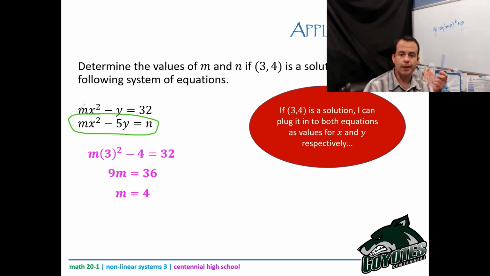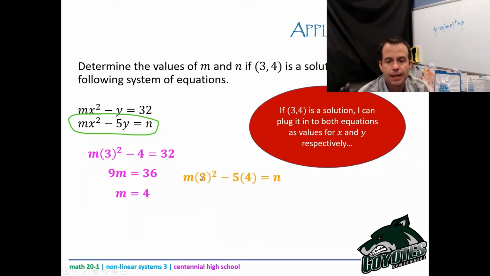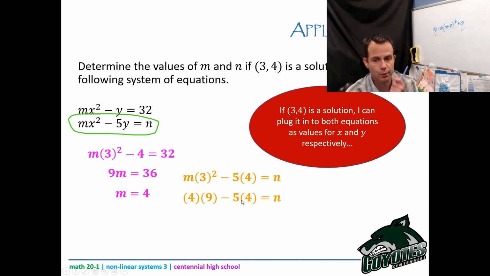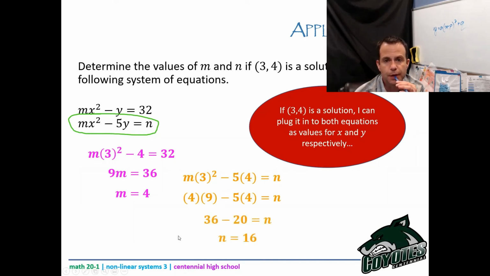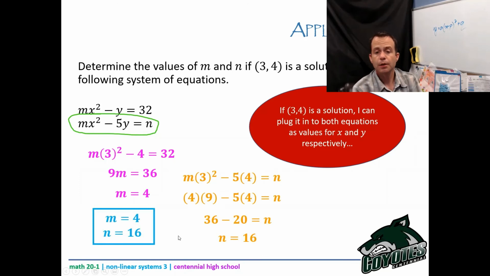Okay, so I'm going to write that equation down here. And I've got 3 squared. I plugged in my 3 for x, and I plugged in my 4 for y. 3 squared is 9. I'm also going to plug in my 4 for m. So I end up with 4 times 9 minus 5 times 4 equals n. So 4 times 9 is 36 minus 20, and 36 minus 20 is 16. Okay, so m will be 4 and n will be 16. Okay, that one wasn't too bad, I don't think.